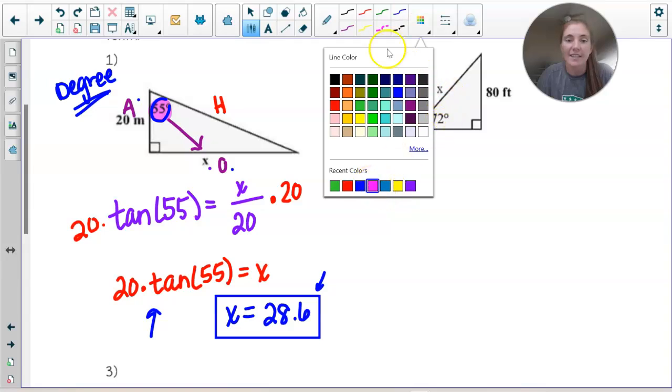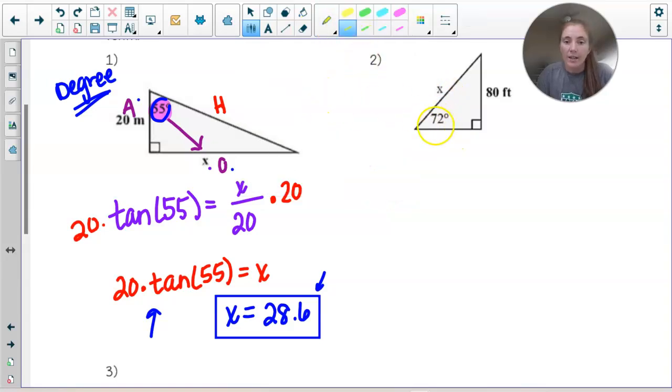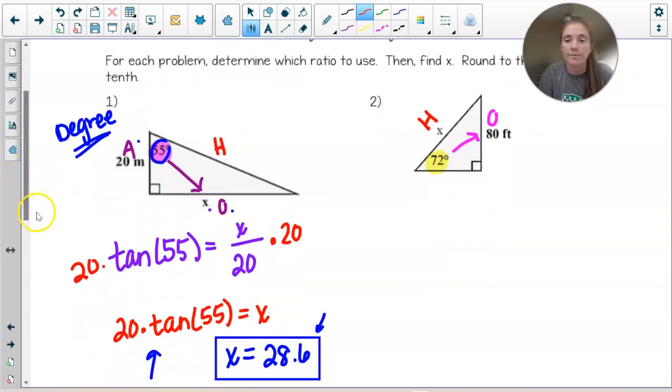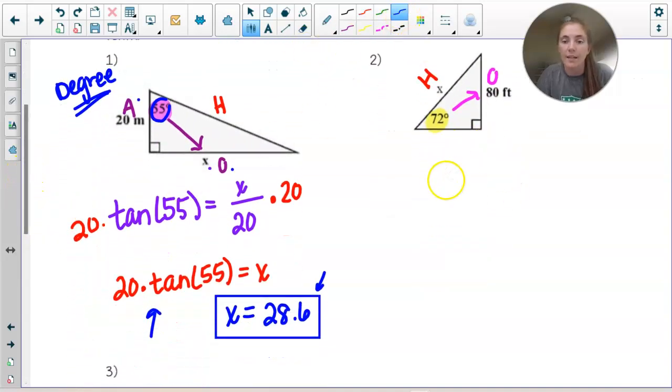All right, let's take a look at the next example. We start the same way. We want to set our perspective to the angle that they gave us. From the perspective of the 72-degree angle, when I look at the 80, it is the leg that is opposite of 72. X is across from the right angle, so we know it's the hypotenuse. So we're looking for the trig function that works off of opposite and hypotenuse. So we would choose sine. So I will set up my sine ratio. Sine of the 72-degree angle would be equal to 80 over X, opposite over hypotenuse.